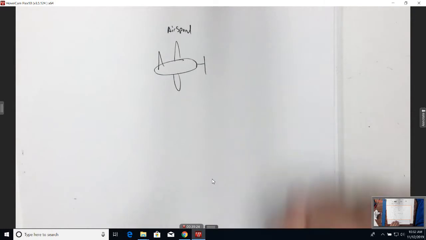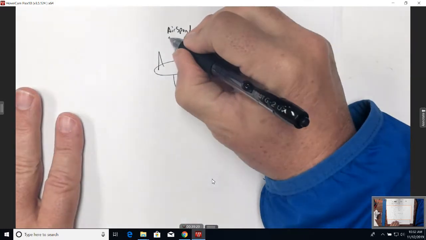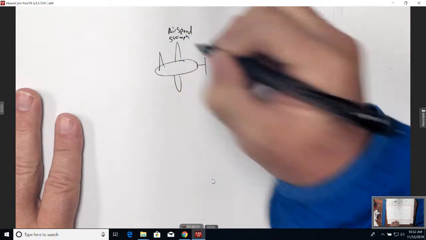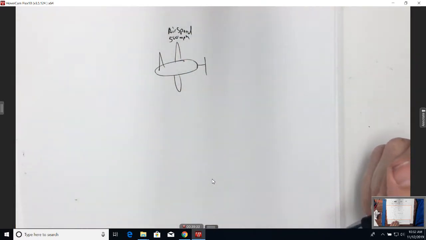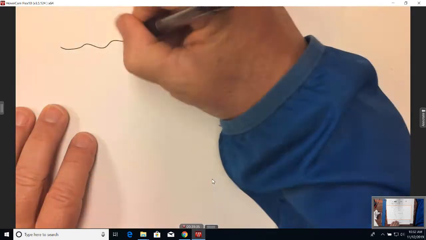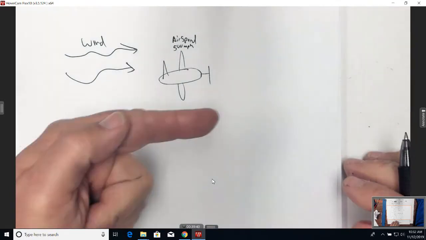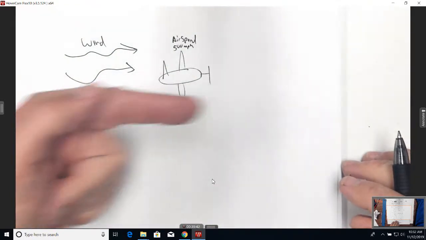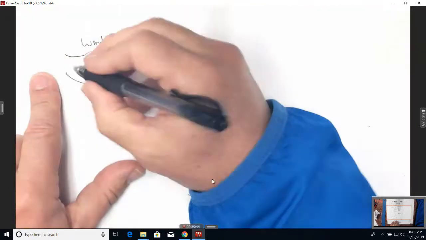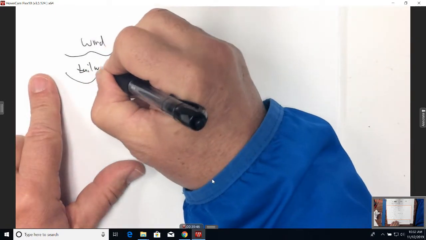So that's when you put the throttle down at 500 miles per hour, let's say. So my airspeed is 500 miles per hour. But sometimes we get a push from wind. So this right here is wind that's blowing at my back. That's called a tailwind because it's pushing me.